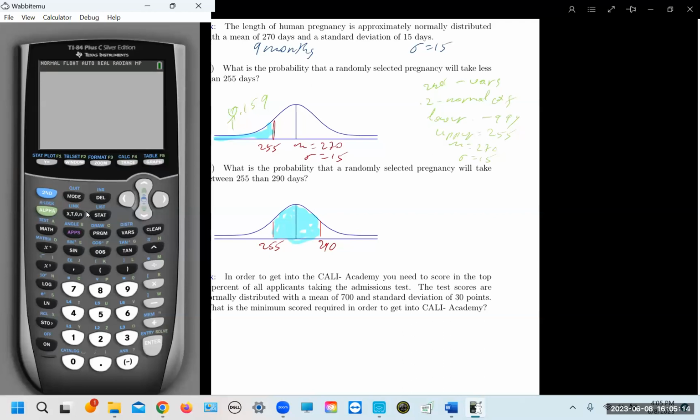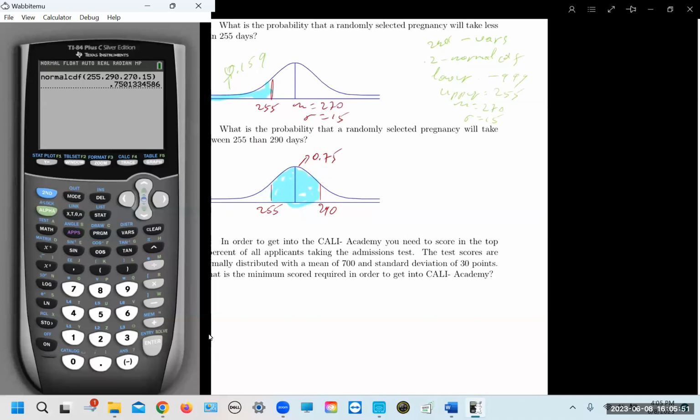Okay, so we go second var, number two, normal CDF. Now the lower is 255, and the upper is 290. And the mu is the same thing, and the sigma is the same thing, we page. And this one is 0.75, right? Yes, 0.75. And now we can go with another example.